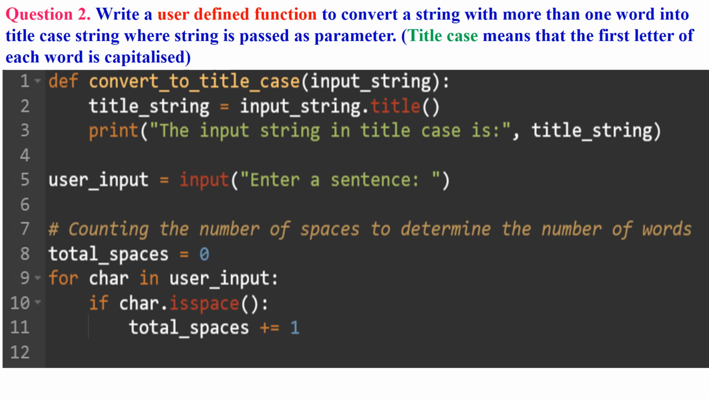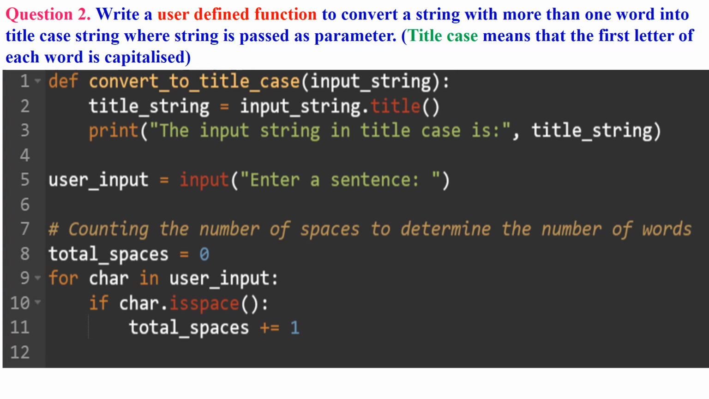In line 5, user_input equals input, enter a sentence. This line prompts the user to enter a sentence by displaying the message enter a sentence. The input provided by the user is stored in the user_input variable. In line 8, total_spaces equals 0. This line initializes a variable total_spaces to keep track of the number of spaces in the input string.